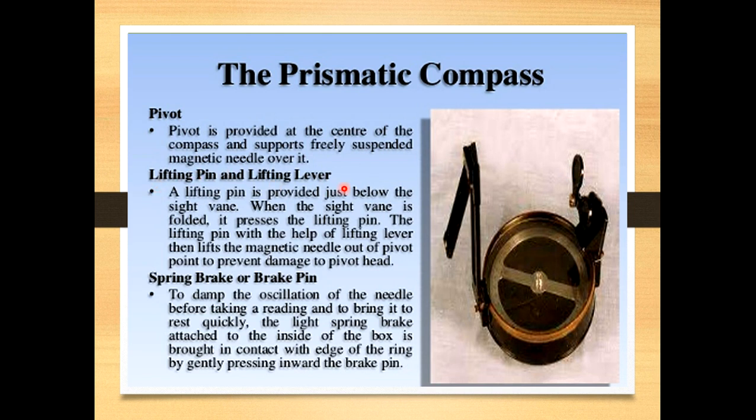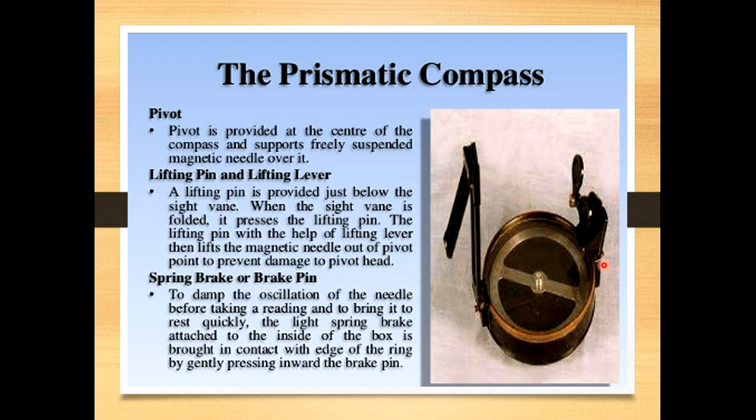So the lifting pin and lifting lever are parts of the compass survey. The lifting pin is provided just below the sight vane, and it is folded. It presses the lifting pin. The lifting pin, with the help of the lifting lever, lifts the magnetic needle out of the pivot point to prevent damage to the pivot head. So this is the pivot head and the internal part is the pivot.